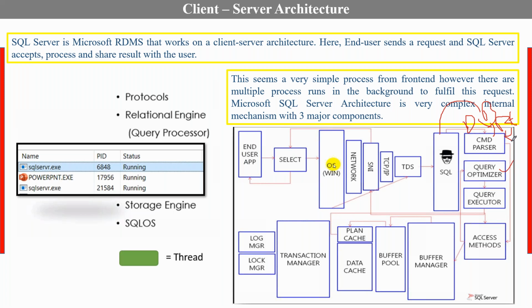Okay, first it will go to the command parser. In the relational engine, we again have three components: command parser, query optimizer, and query executor. First it will go to the command parser.